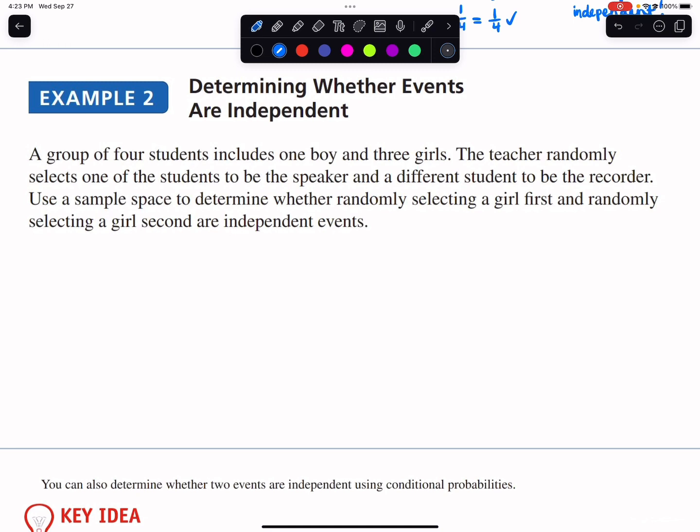So we got 1 boy and 3 girls. So no matter what, it's just going to be 1 boy. So we're going to set up a table. This time we're going to count the number of girls, and we're going to list the outcomes for that. So there obviously has to be 1 girl, right? Because there's only 1 boy.